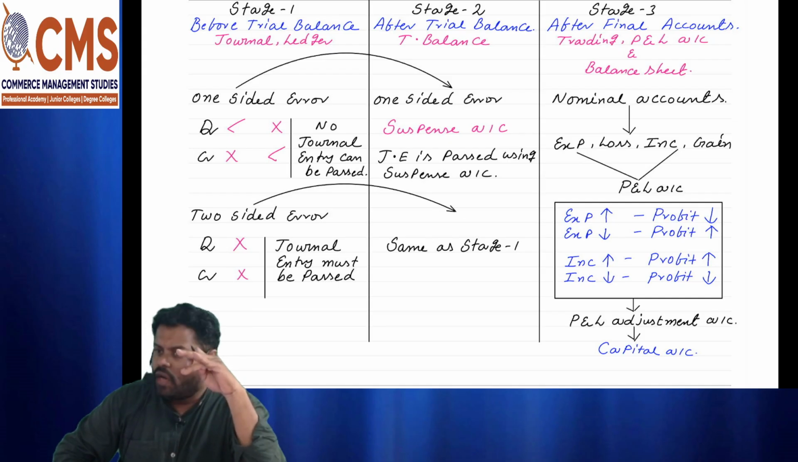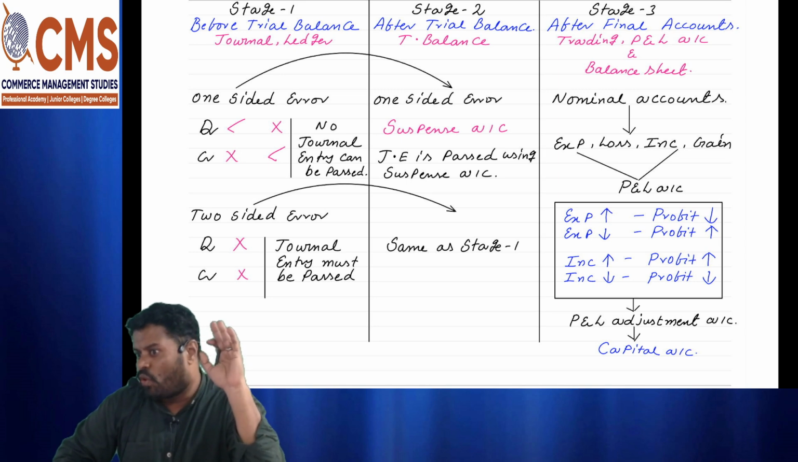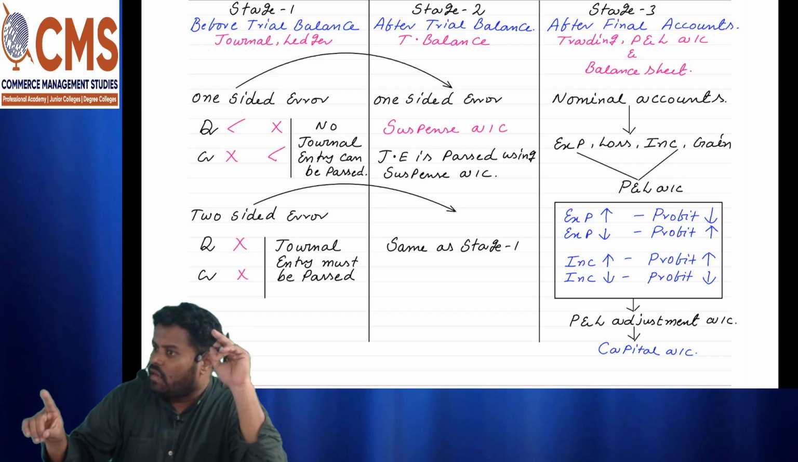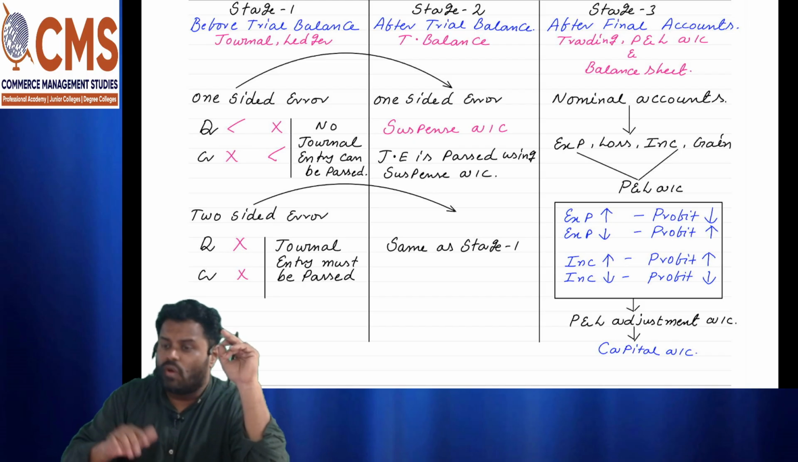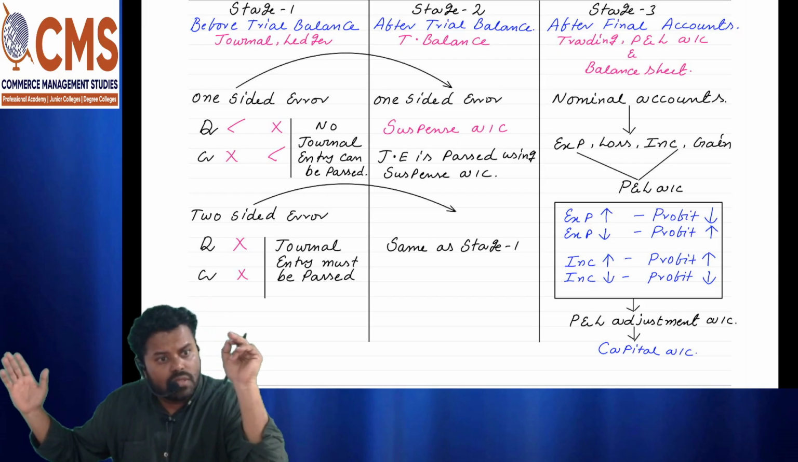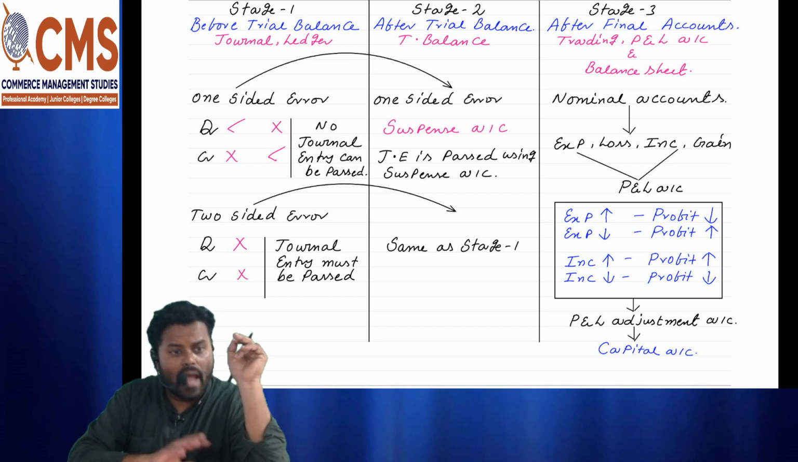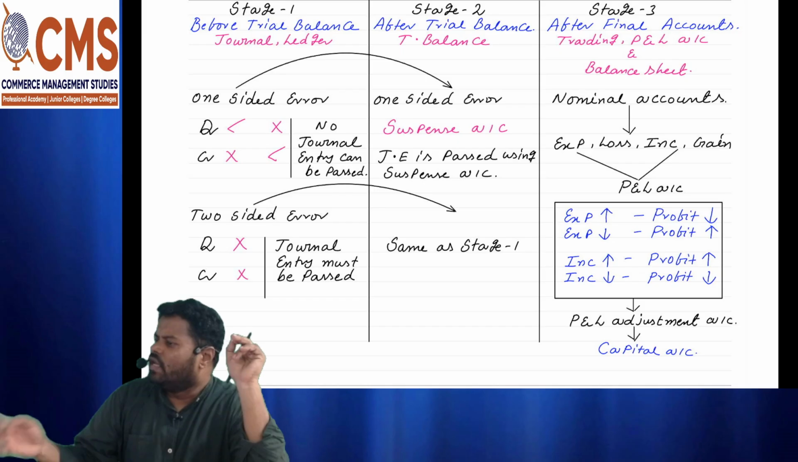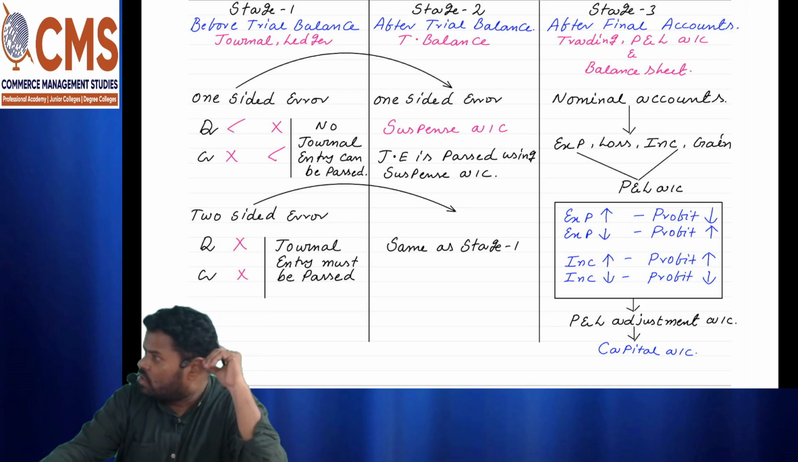This is table number 1, which is running on timelines. That is, at what stage did I identify this error is important. That is, the same error, if it is identified at first stage, it will be different. Second stage, it will be different. Third stage, you should be very careful because already you have closed your accounts and you're trying to understand the impact of that particular thing on your capital. If it is nominal accounts, real and personal accounts will have the same impact as what we saw in stage 1 and stage 2. Am I being clear with it?